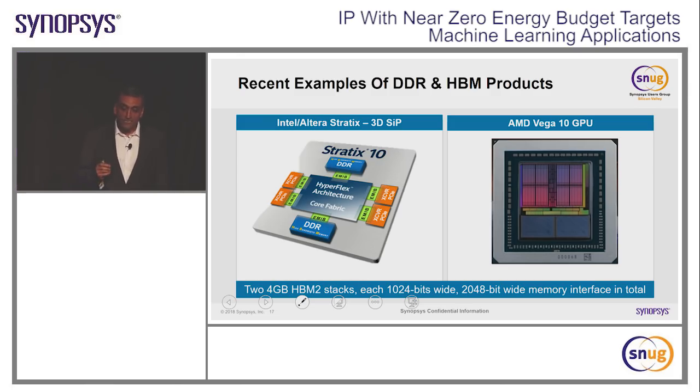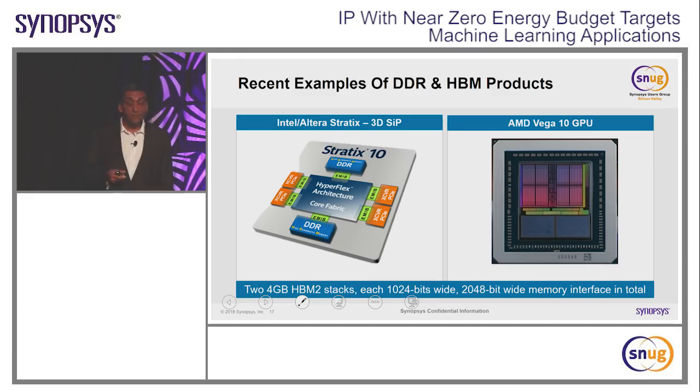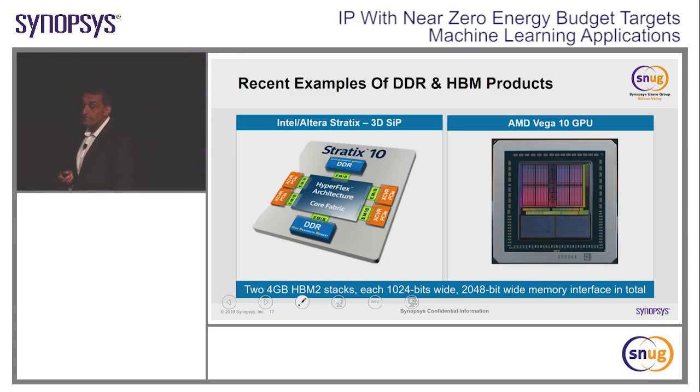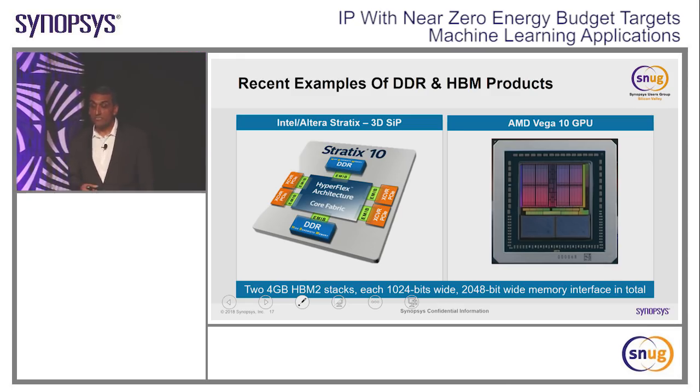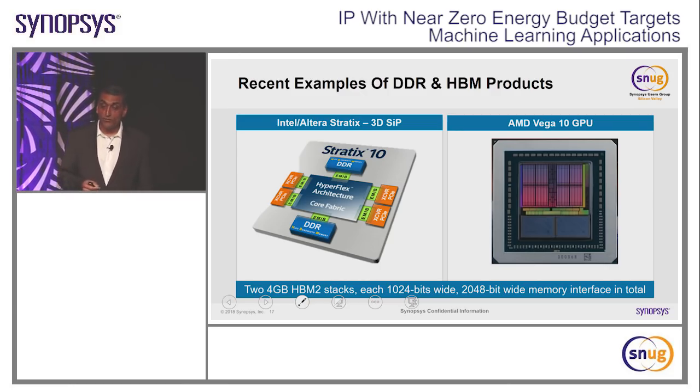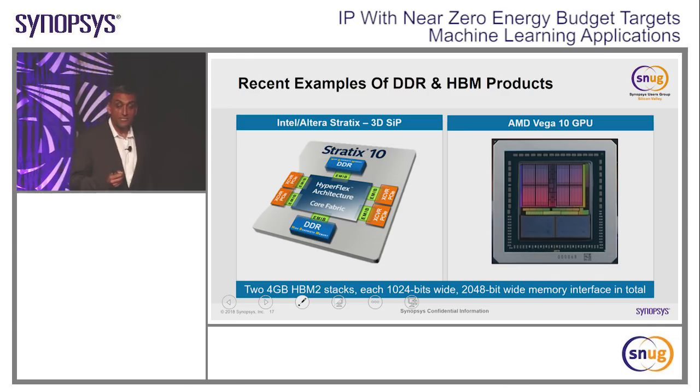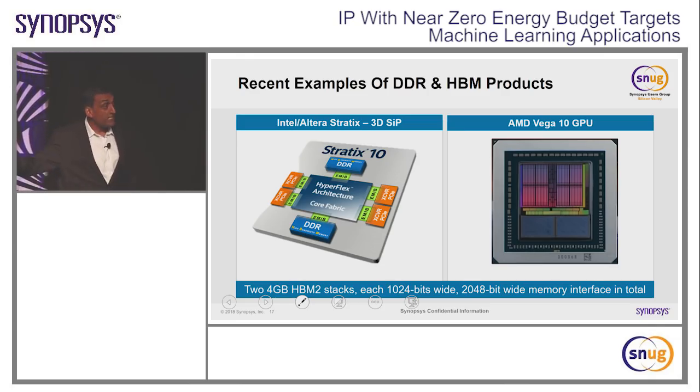The HBM2 stacks give you 4 gigabytes each with eight 128-bit wide interfaces with a total of 1024-bit memory interface to the SoC. Intel uses an interesting technology called embedded multi-die interconnect. From the external world, which is your PCI Express, into the HyperFlex architecture.